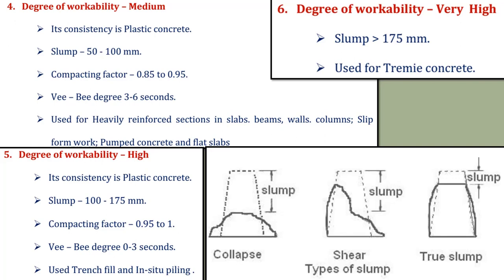Then here are the figures shown. These are the types of slump. Whenever we measure the slump, there are different types of slump. The first one is the collapse slump, the second figure shows the shear slump, and the third one is the true slump.